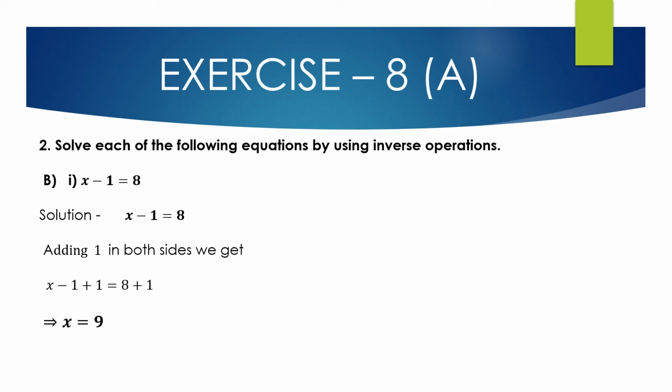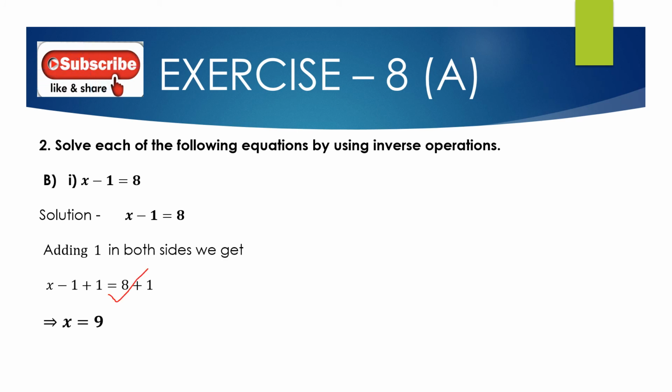So the value for the variable d is 7. Now we solve question number second bit b. x minus 1 equal to 8. We have to solve for the value of the variable x by using inverse operations. Adding 1 to both sides of the equation, we get x minus 1 plus 1 equal to 8 plus 1. Minus 1 and plus 1 will be cancelled. So we get x equal to 8 plus 1 is 9. So the value for the variable x is 9.